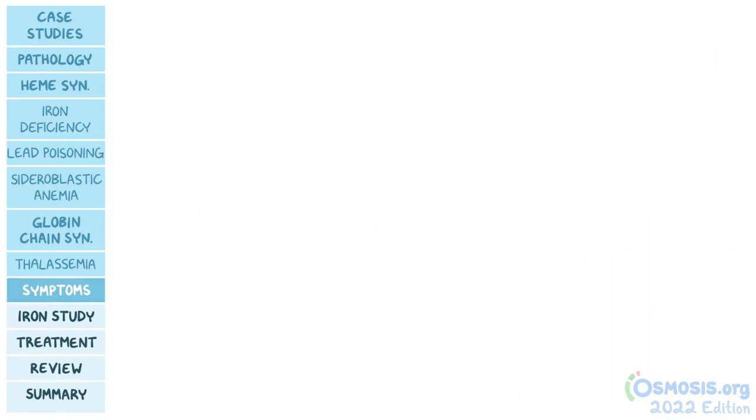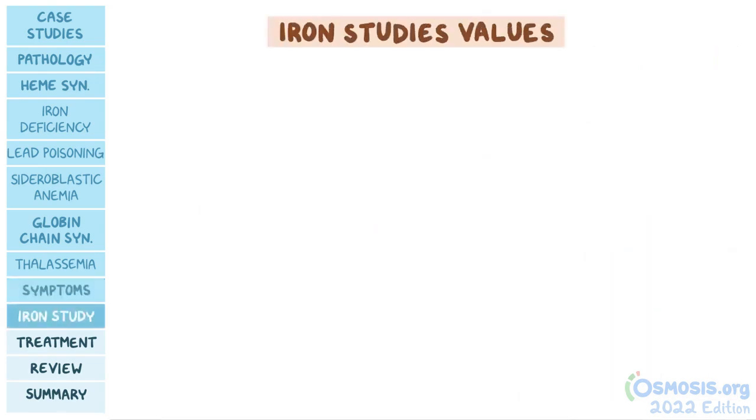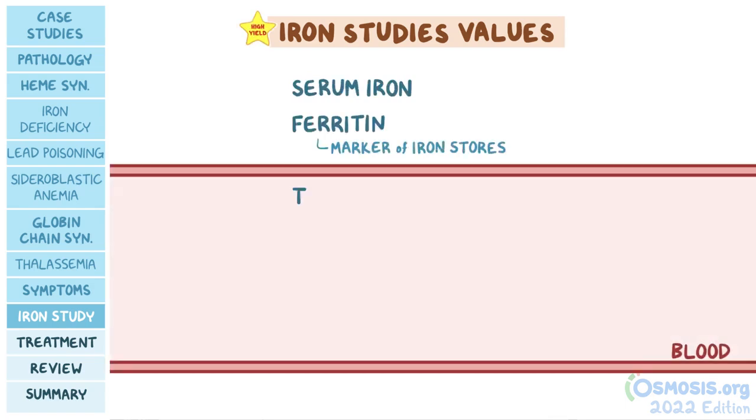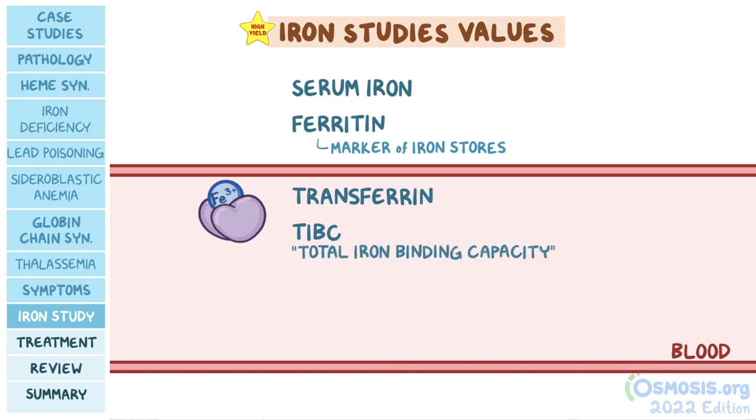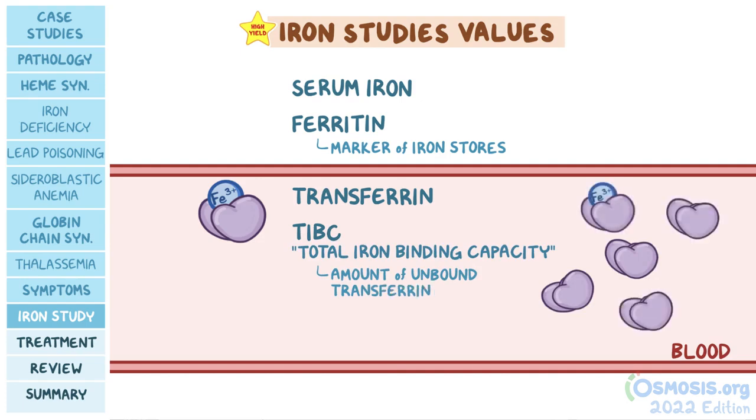Now, it's important to remember the iron studies values, since they might be the best clues for identifying the cause of a microcytic anemia. Iron studies include serum iron, ferritin, a marker of iron stores, transferrin, a molecule that transports iron in the blood, and TIBC, total iron binding capacity, which indicates the amount of unbound transferrin in the blood.